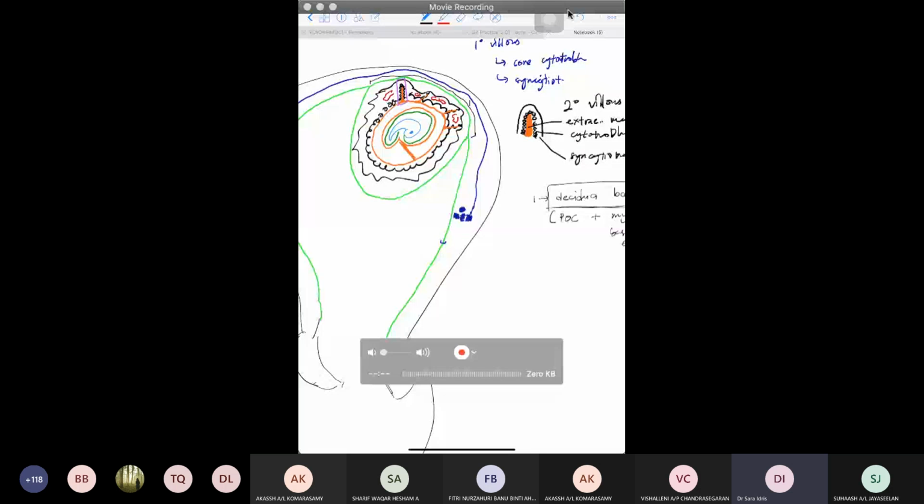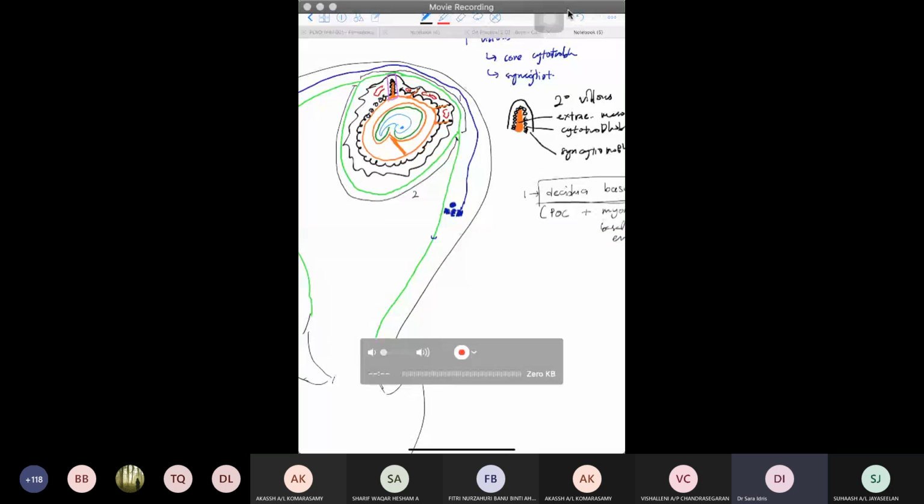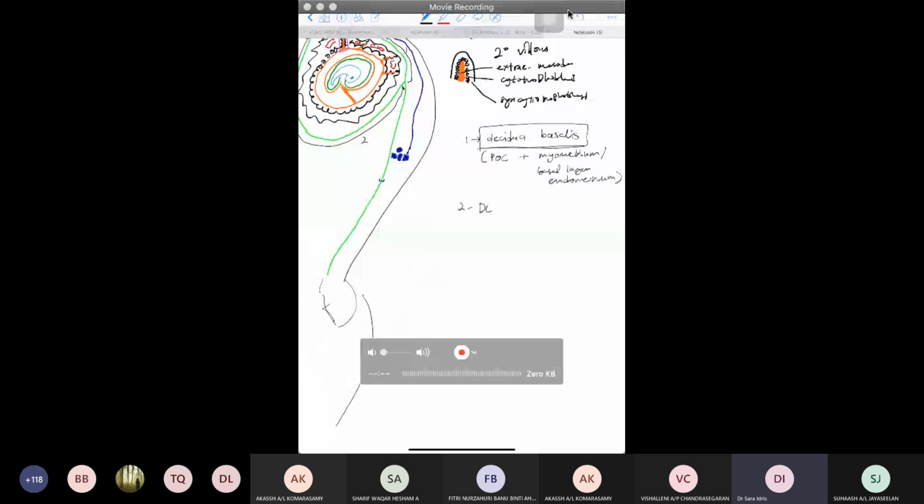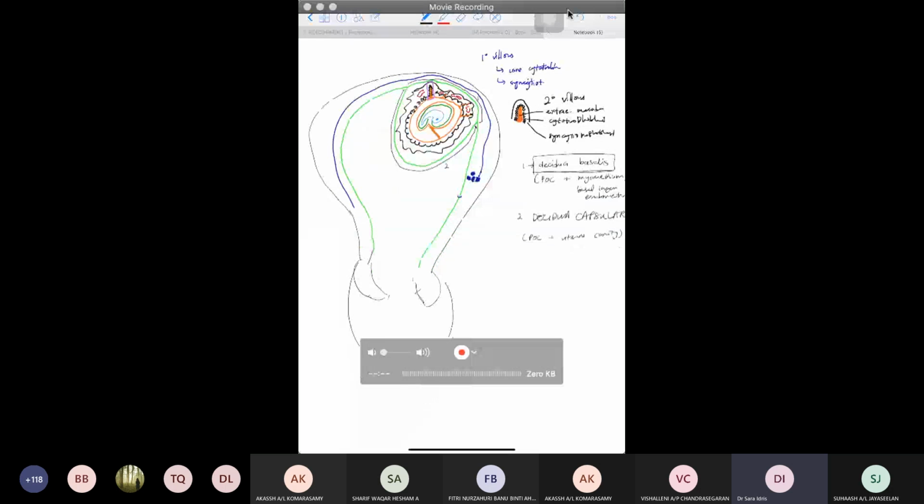Now the decidua all around here is between the product of conceptus and the uterine cavity. This one labeled as number 2 is known as decidua capsularis. It basically forms kind of like a capsule in between the product of conceptus and the uterine cavity. So it covers the product of conceptus and keeps it safe from the uterine cavity. So that's your decidua capsularis.